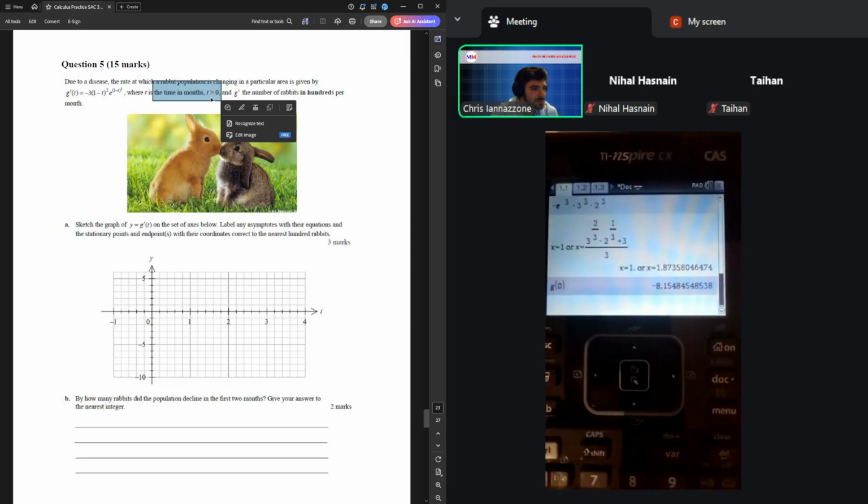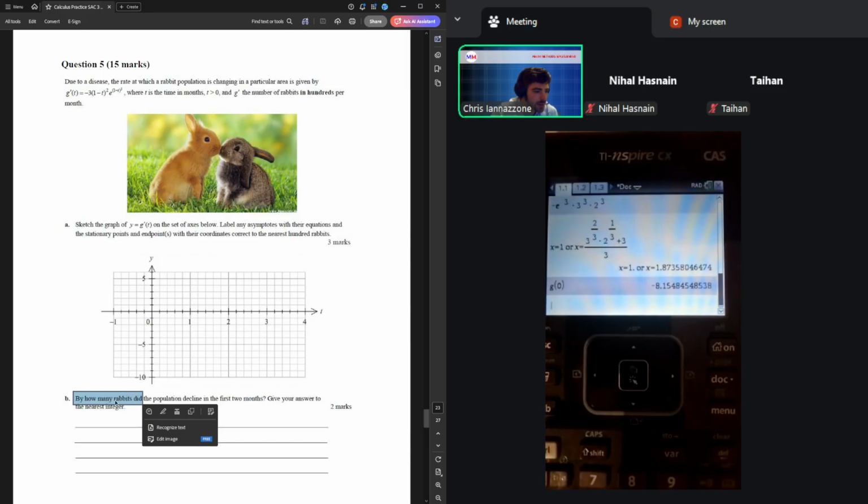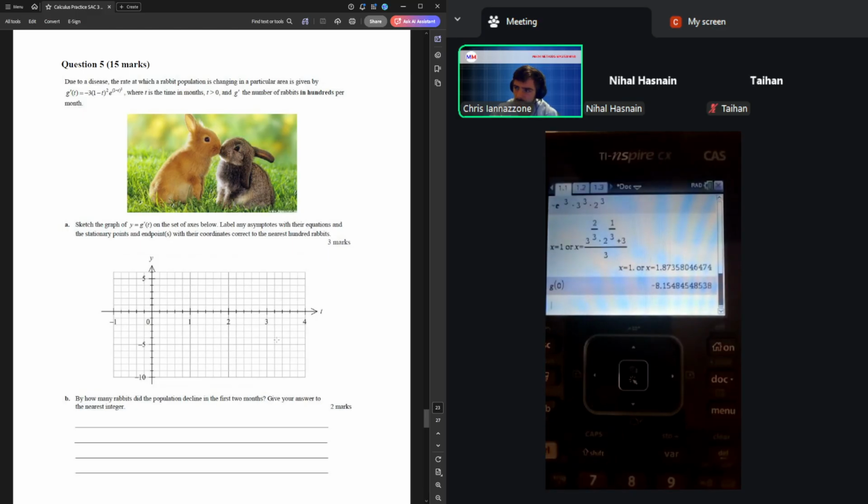T is in terms of months, so we don't have to worry about any unit conversions there. There is definitely one thing to worry about, the wording here. By how many rabbits? That's going to play a role in how we think about or solve this question. And it's a lesser tested concept. You can do this a couple of ways.